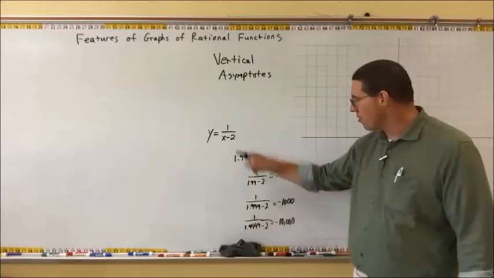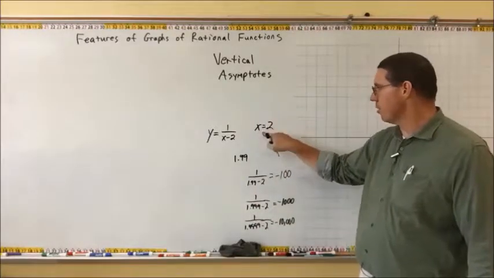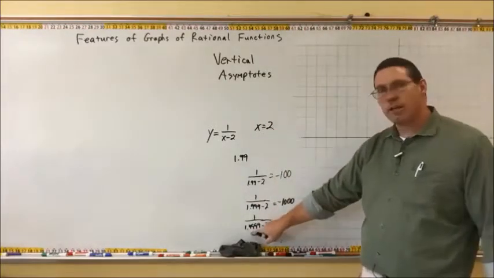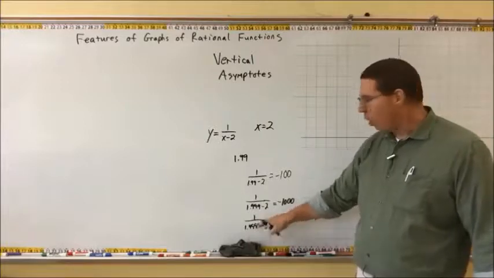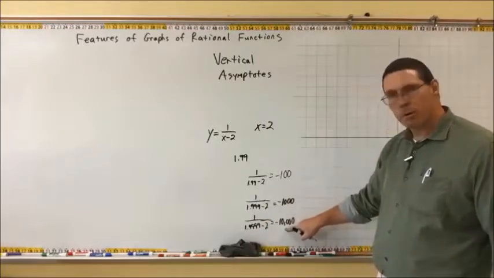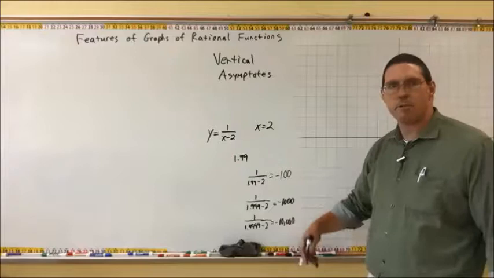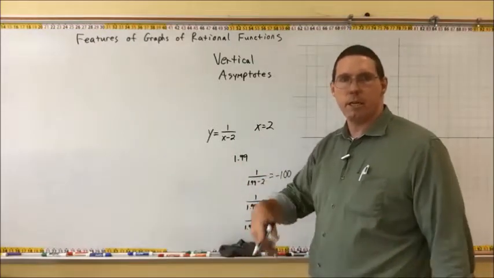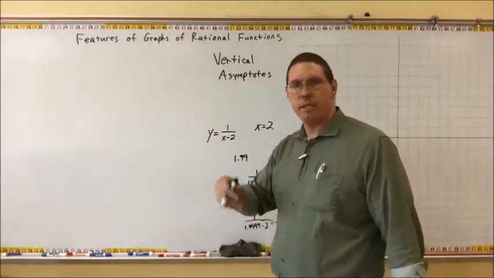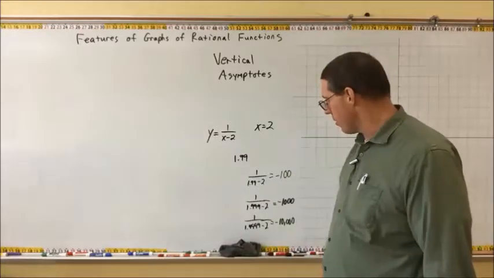As you get close to x equals 2, where there's a vertical asymptote, as our x values get close to 2, our values start getting either super large or super small. Negative 10,000, then negative 100,000, negative 1 million, negative 10 million, negative 100 million, negative 1 billion, etc., etc.